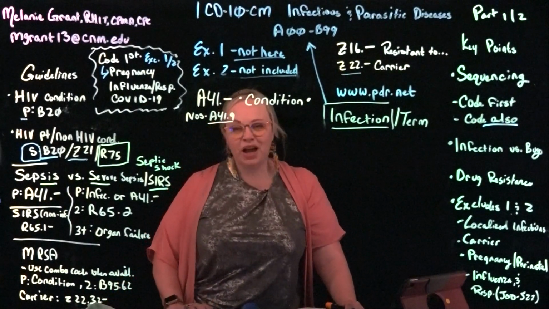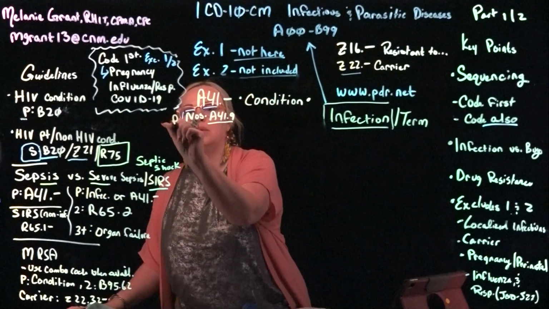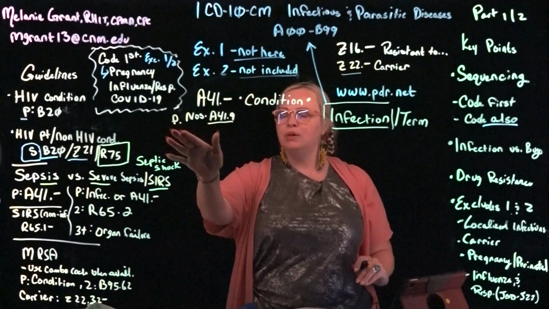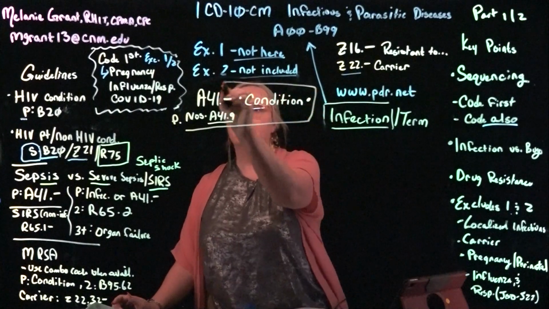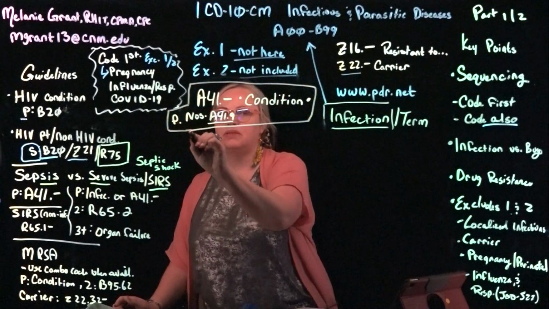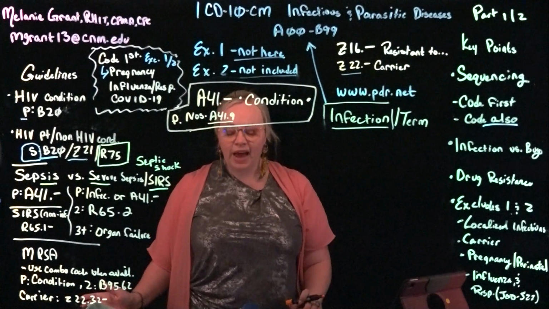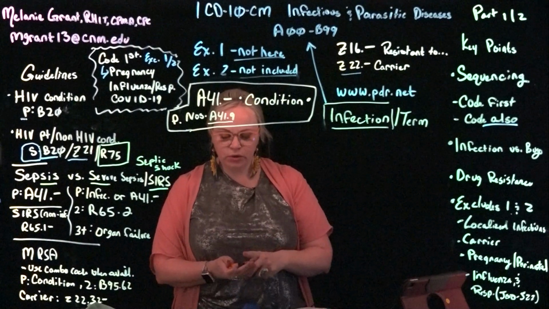If the patient does not have sepsis due to one of those reasons, then your primary is just going to be your A41. So you want to look at your primary or secondary is going to be your A41 unless a specific condition applies. Once you've identified that, it's important to say, is there organ dysfunction included?